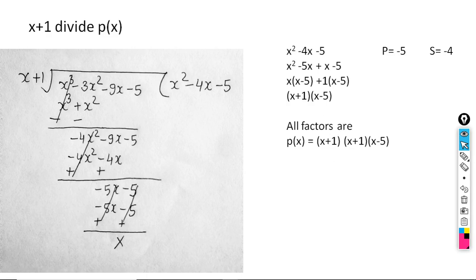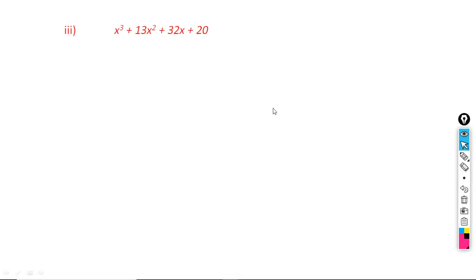So basically this question carries 3 steps. First step, finding 0. Second step is the division step. Third step is middle term splitting. Let us discuss one more problem.